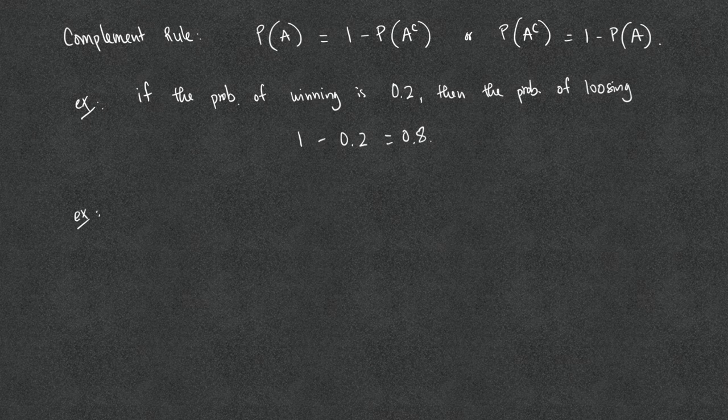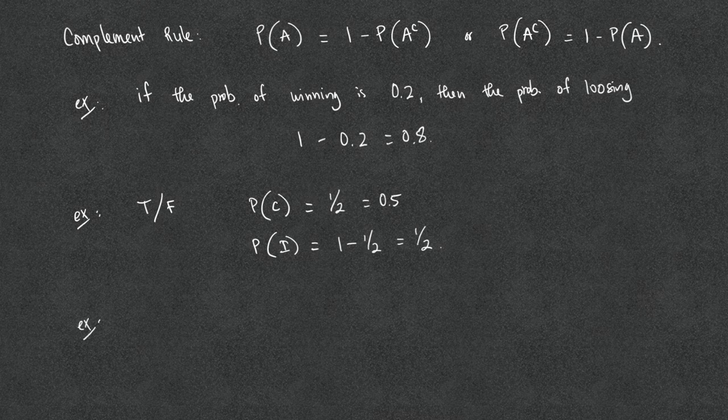Either you win or you lose. Another example, if we take a true-false question quiz, the probability of guessing a correct answer is 1/2 or 0.5. The probability of getting an incorrect answer is therefore 1 minus 1/2 or 1/2.